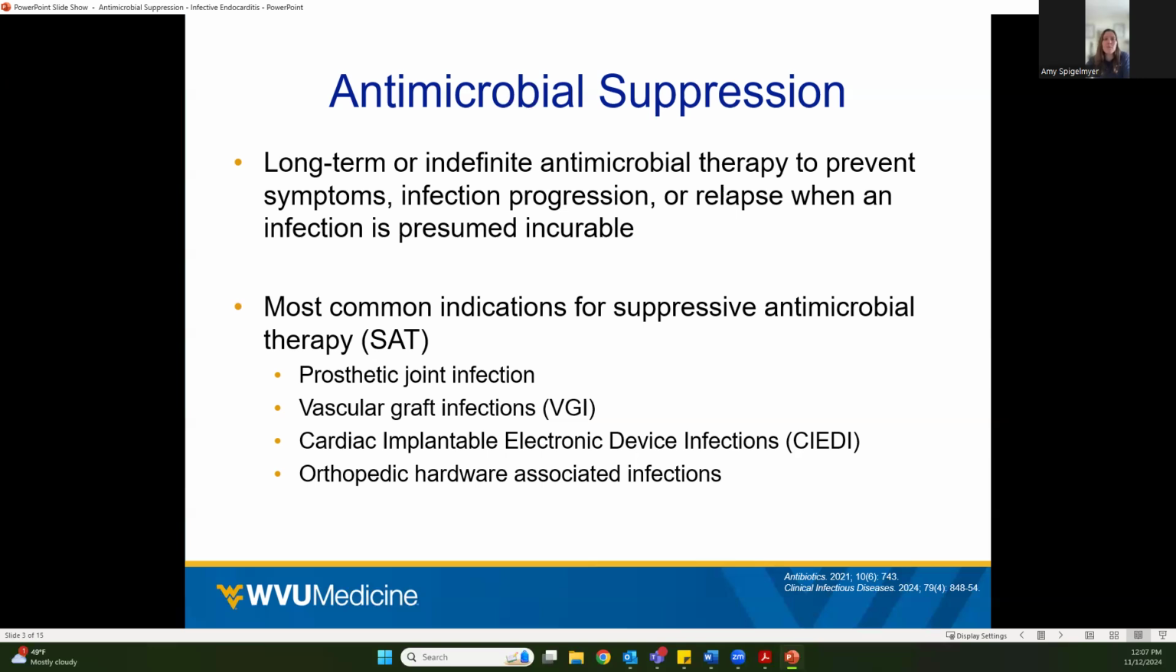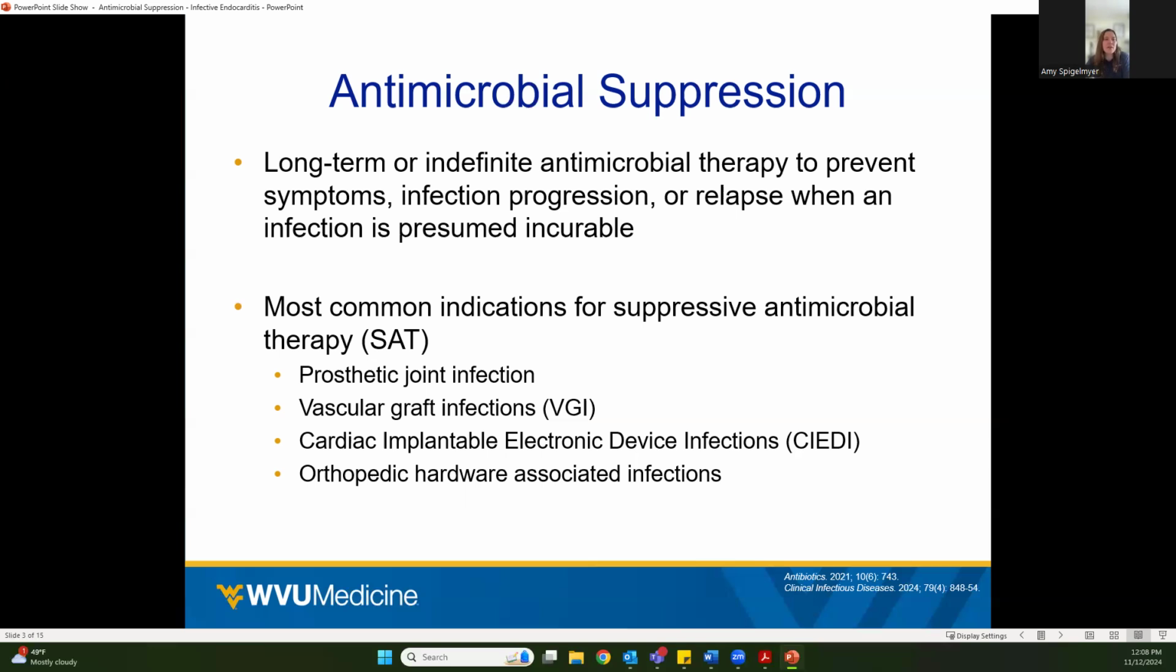In a 2024 review article that sought to describe the primary literature that's been published on suppressive antimicrobial therapy, or SAT as it'll be described throughout the presentation, this review article found that these are the most common four indications for suppressive antimicrobial therapy: prosthetic joint infection, vascular graft infections, cardiac implantable electronic device infections, and orthopedic hardware-associated infections.